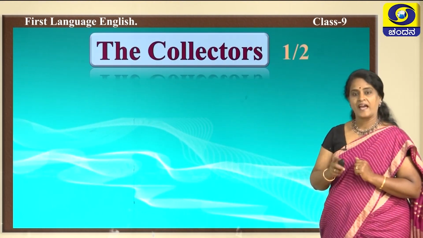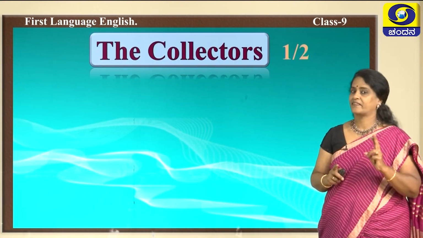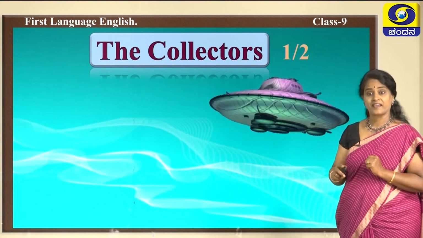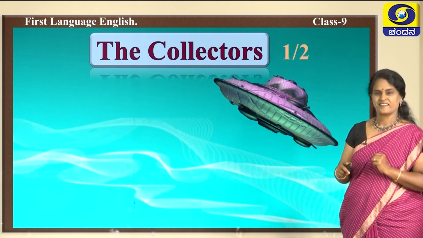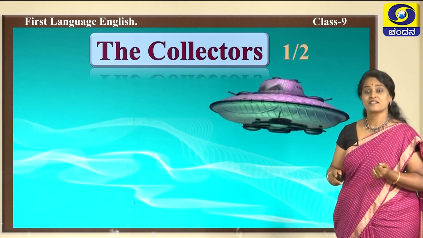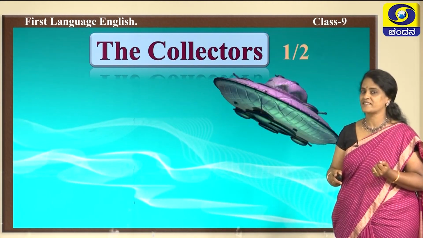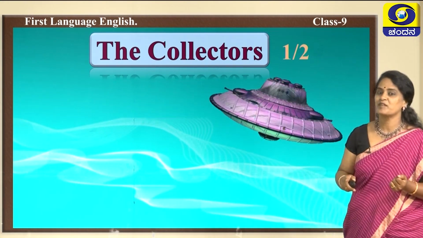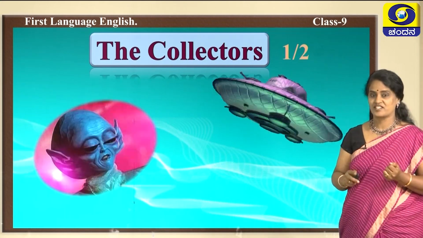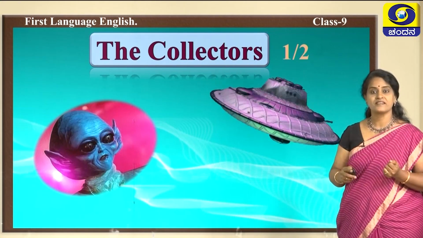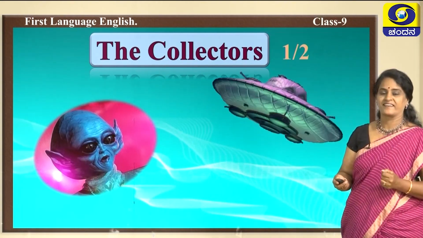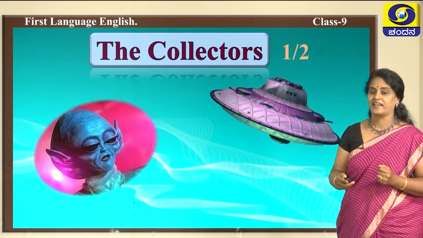Children, as you are all aware, the 3rd lesson for today is The Collectors. Hey, what is this? Have you seen this? No? Yes, they call this flying objects. Have you come across this? Yes, exactly. I hear someone prompting, Miss, we have seen it on TV. Right. And who's this? Let's see who this is. You call them aliens.